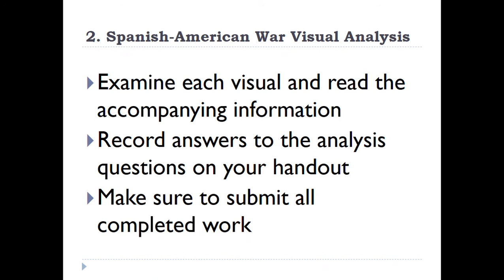So I'm going to ask you to, the second activity is to look at these different visuals. There are 4 different pictures. One is a newspaper, and then the other 3 are political cartoons. But they're all primary sources. They all come from 1898, right at the time of the Spanish-American War. I'm going to ask you to look at those pictures. There's some information that goes with them, and then use that to answer all the questions on the second handout.